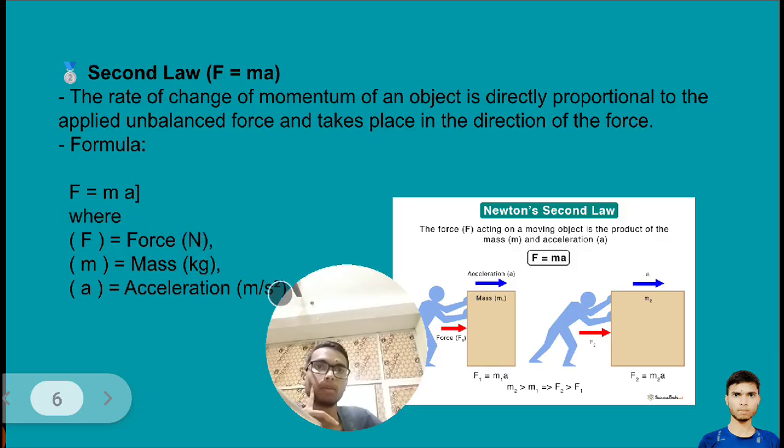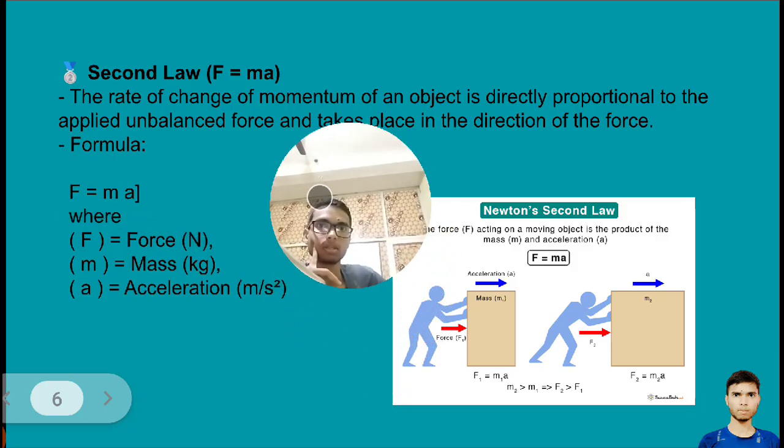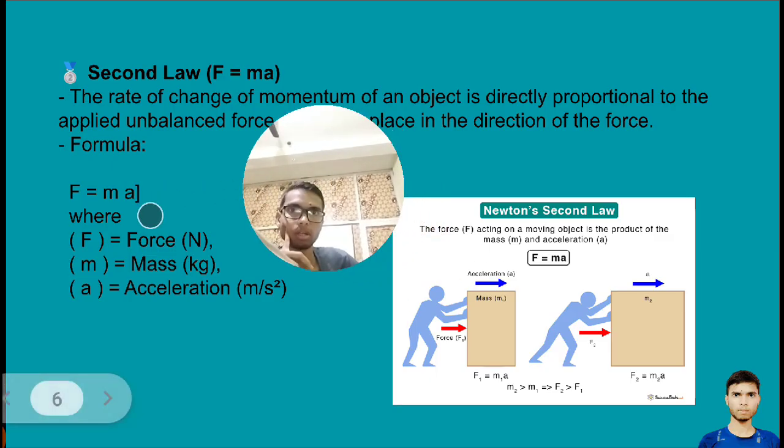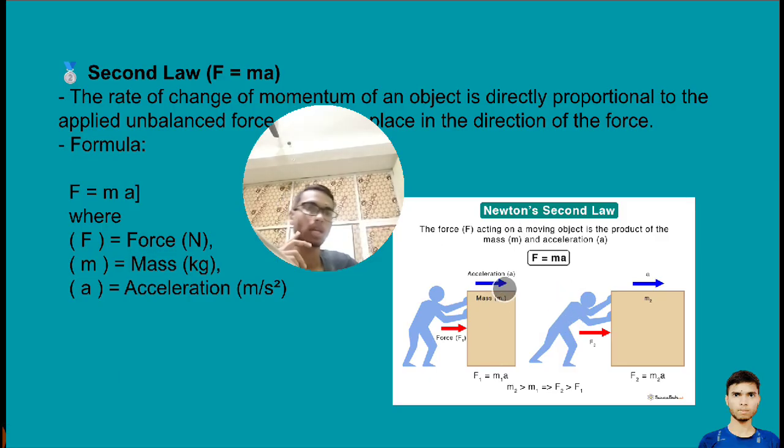F is equal to ma, where M is the mass and A is the acceleration. F is the force. The unit of force is N and the unit of mass is kg. The unit of acceleration is meter per second square. Clear? Meter per second square. From this figure you can understand what is happening.